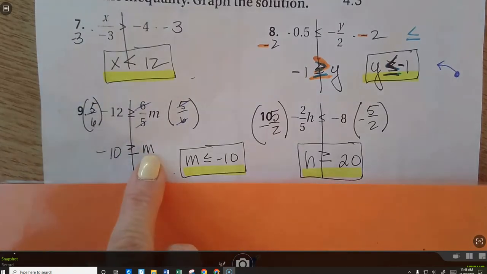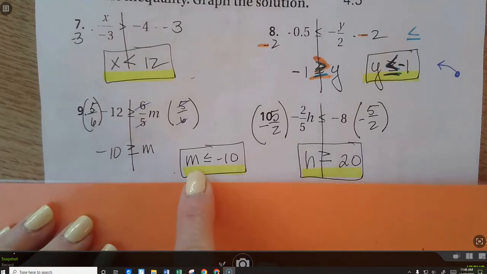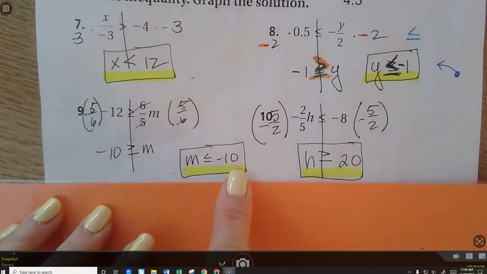Now, variables in the back, so I need to spin it around and get this. M is less than or equal to negative 10.